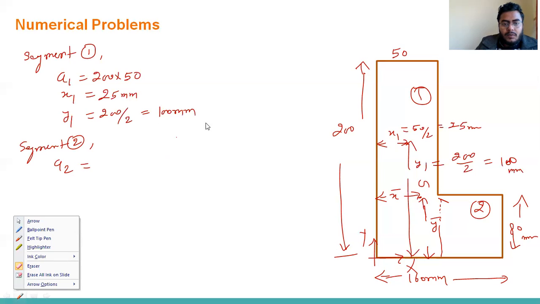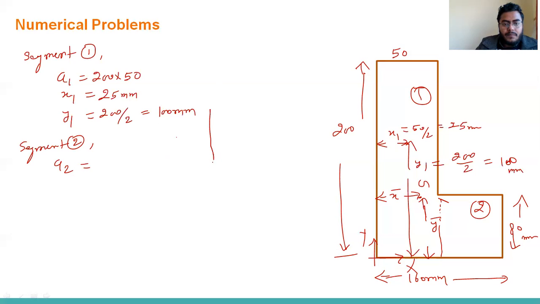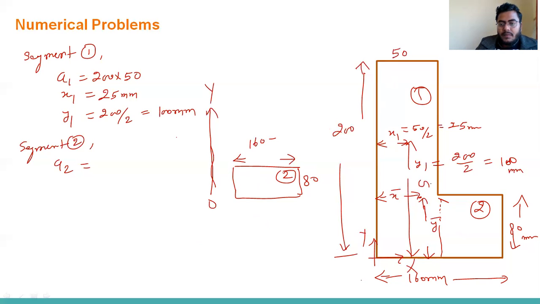For segment 2, this is the reference line, that is OY, and this length is here. This is 2. The dimension is 80 and this total dimension is 160. So this will be 160 minus this length, from here to here, 50. So it will come 110.